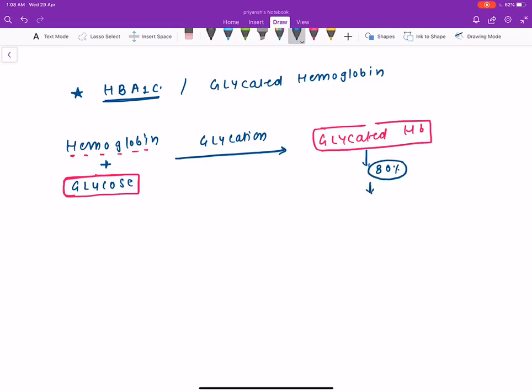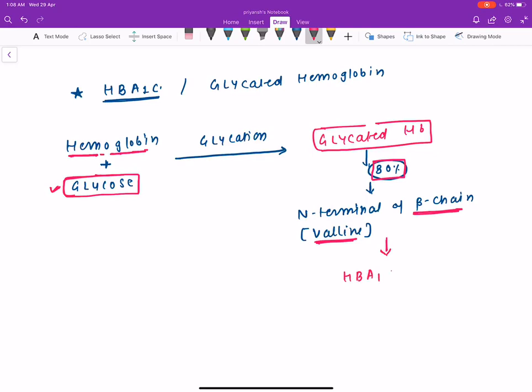The place where this glucose is going to attach is the N terminal of the beta chain, where the valine amino acid is present. So what I want to say is, this glucose molecule can attach to various different sites of hemoglobin, but for the majority of the time, 80% of the time, it will attach on the valine amino acid, which is the last amino acid on the beta chain. And when it attaches here, this molecule is referred to as HbA1c.